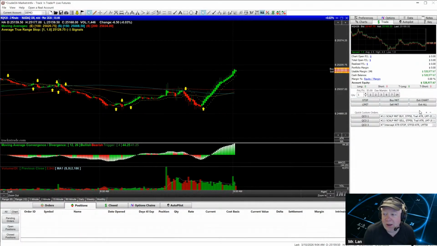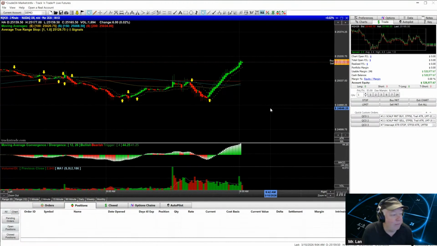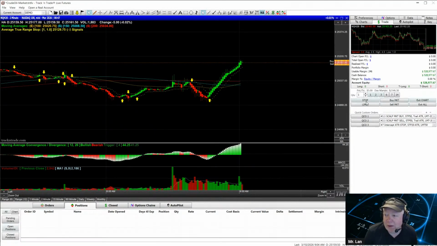And you see that you have just your little accounting window here that tells you a quick accounting. Down here at the bottom is where your big accounting window is. We could close that out, or we'll just leave it open. There's plenty of room here on the screen today. And so what we're going to do is come over here and notice that we have 6 buttons. We have stop, buy market, exit chart, limit, sell market, exit all.